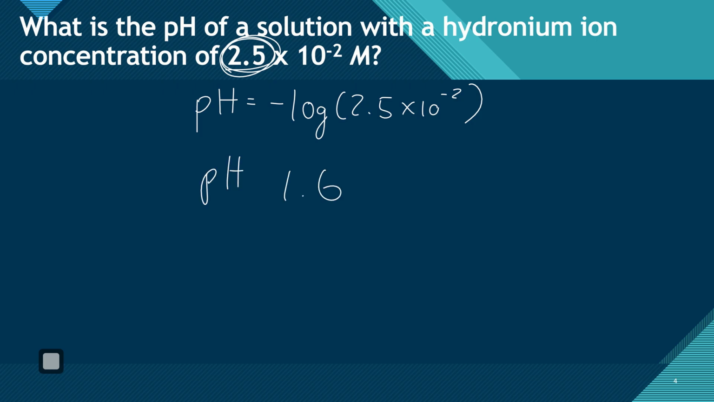So pH equals 1.6. Now one thing that I do like to do with this is I then go, okay, you found the pH to be 1.6. Is this acid? Is this base?